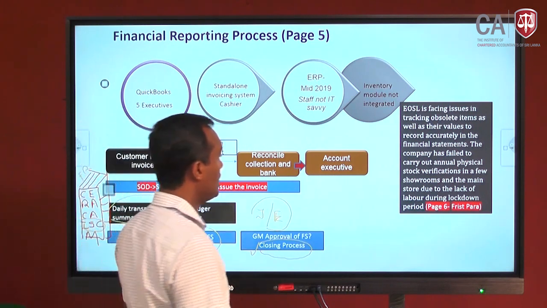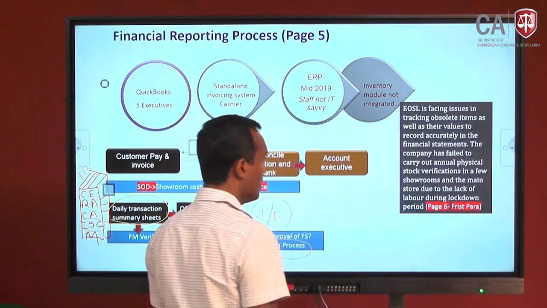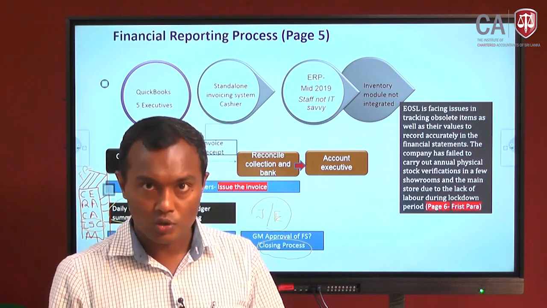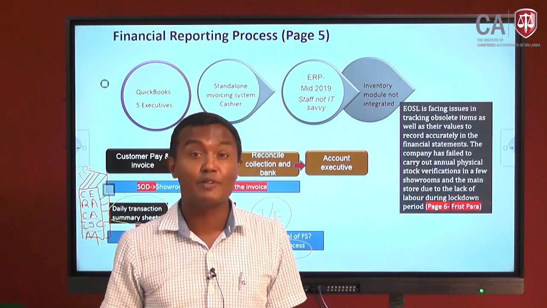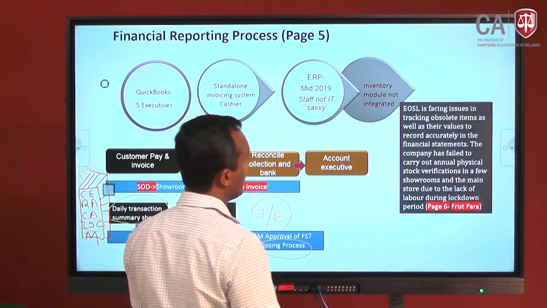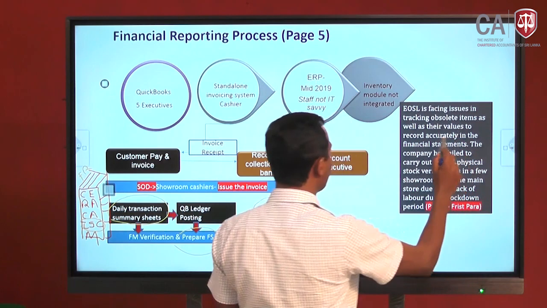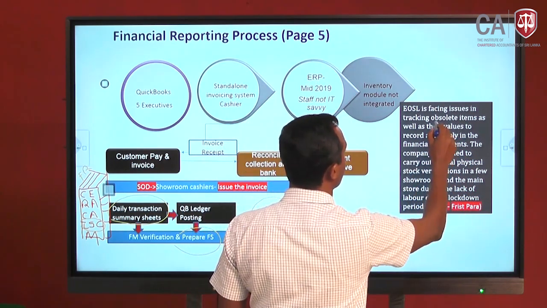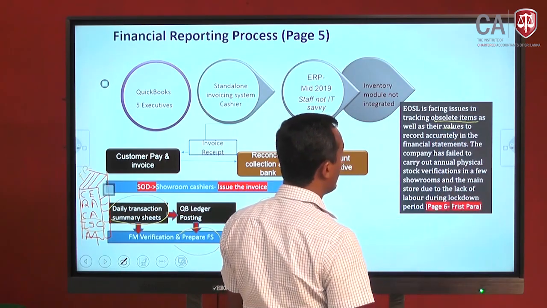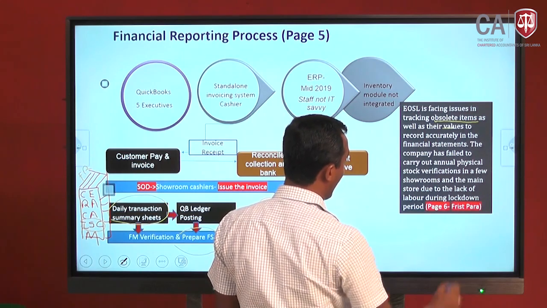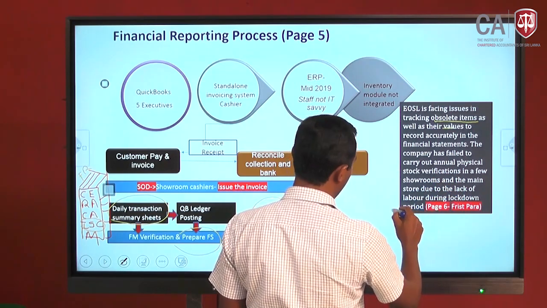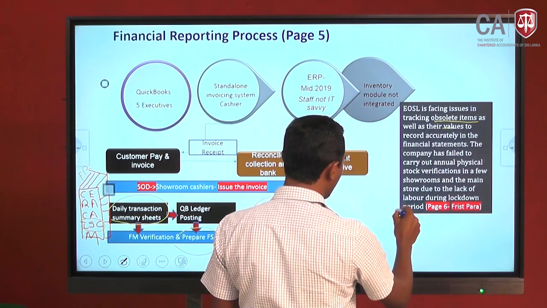And then if you go to the pre-seen, page 6, you can now look at, I mean, when you watch the webinar on a past paper, especially you need to have both the pre-seen and the unseen with you as we go through, and not only that, I said you can also develop the answer as we go along. The company is facing issues in tracking obsolete items as well as their value. Now, there is very clearly something given. The company is struggling to identify obsolete items as well as their values to record accurately in the financial statement. The company has failed to carry out annual physical stock verification in a few showrooms and the main store due to lack of labor during the lockdown period. So, this is impacted by COVID.